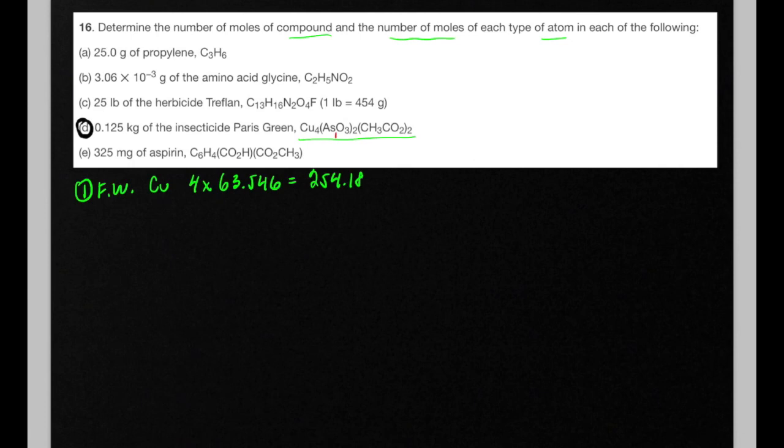Now for arsenic, there's a subscript of 1, which is not shown, but there's a 2 here outside the parenthesis. So 1 times 2 is 2, so there's 2 arsenics in this formula. And arsenic is element number 33 on the periodic table.